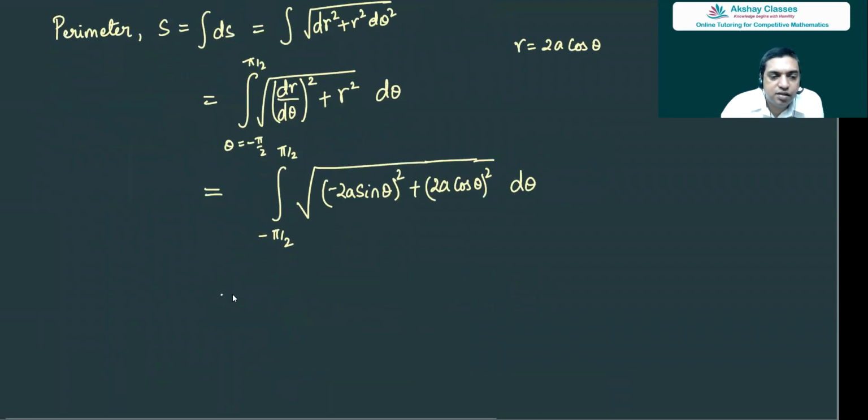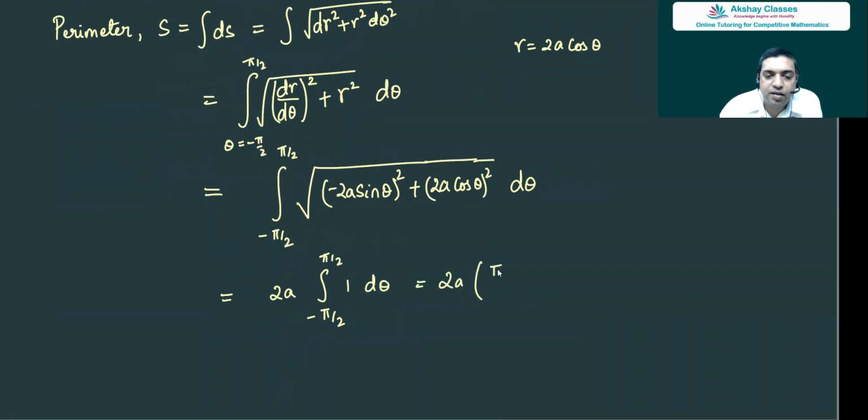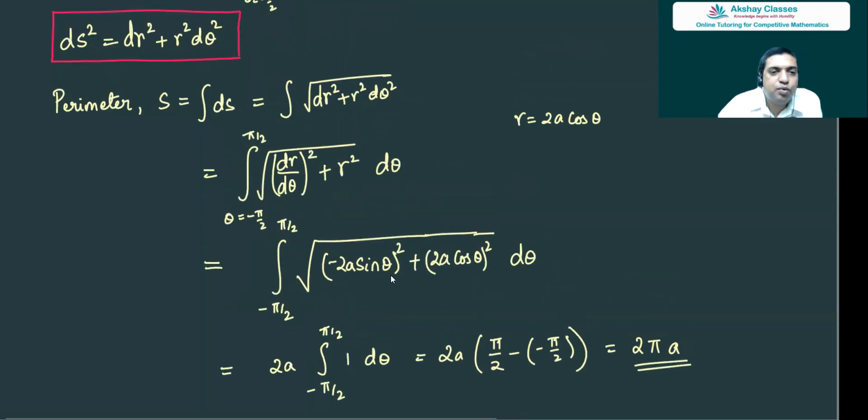Okay. So this is, 2a comes out common. Integral minus pi by 2 to pi by 2, sine square theta plus cos square theta is 1. So 2a times pi by 2 minus of minus pi by 2 is pi. So 2 pi a is the perimeter. Correct? This is how we do an integral.